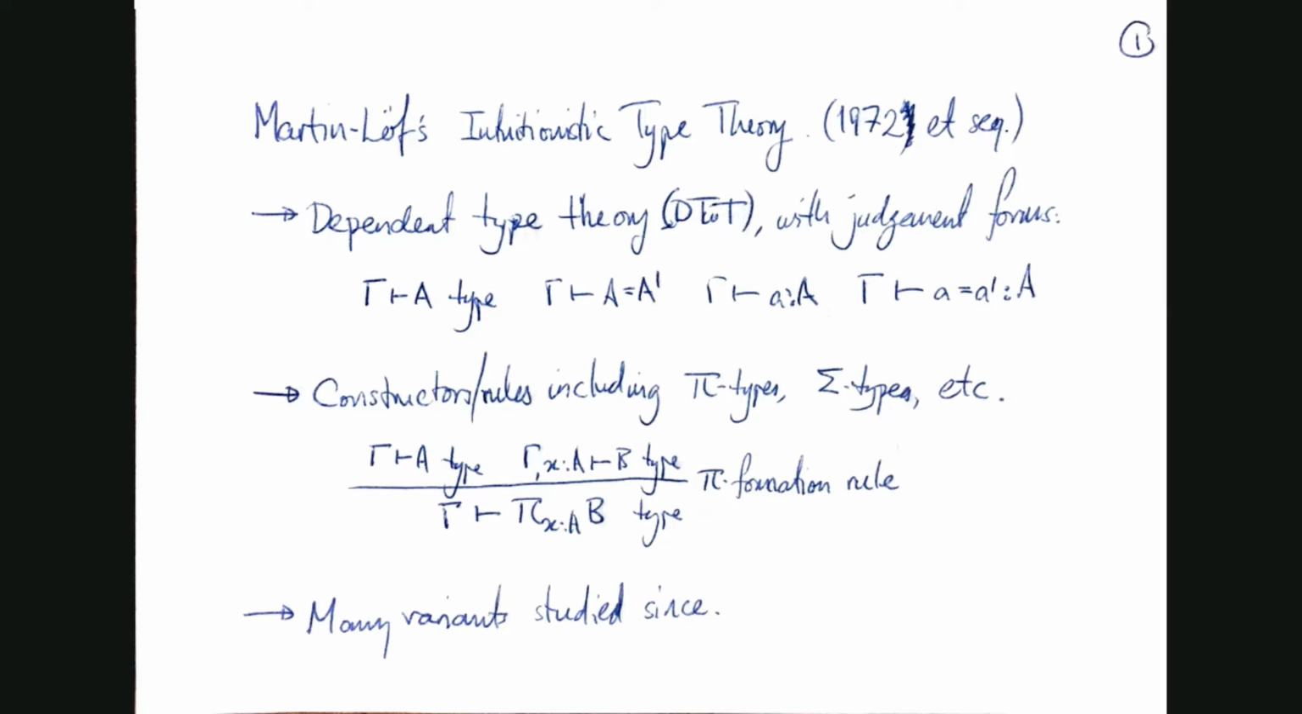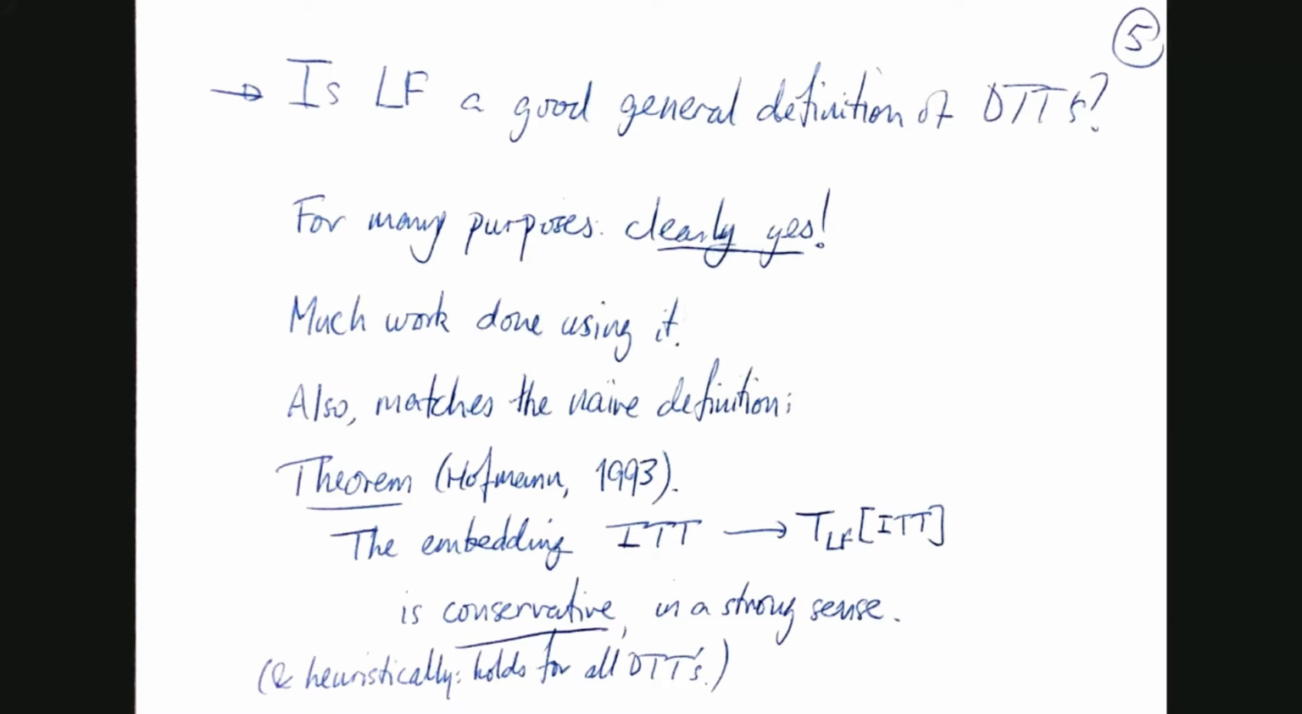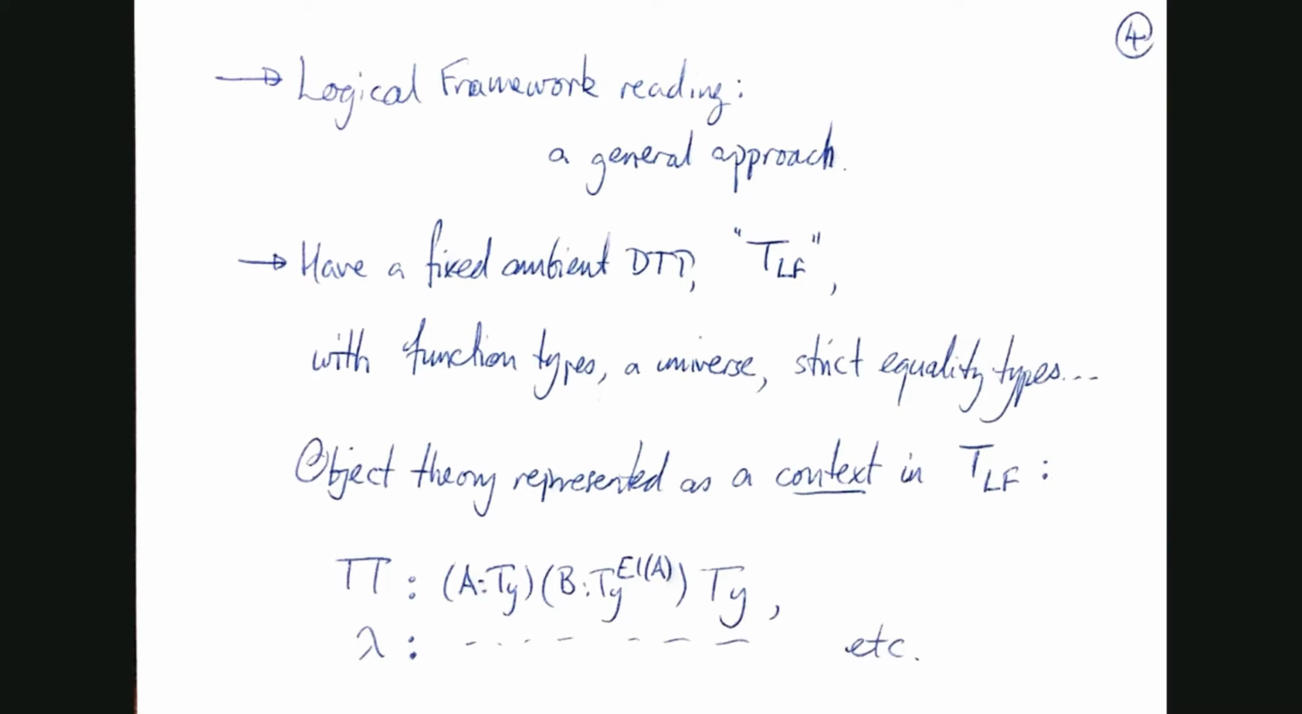And so this is what I'll mean by the naive reading of a type theory, that you have a raw syntax and then a derivability relation on it, inductively specified by the rules read as closure conditions. And the logical framework presentation of type theories, I keep skipping over the slide by mistake, there we are, is that you say, no, that's not what we take our type theories to be.